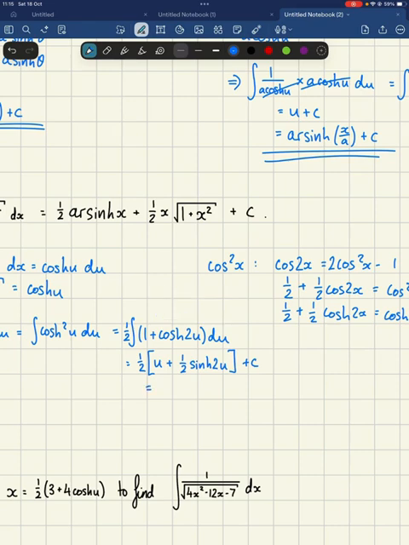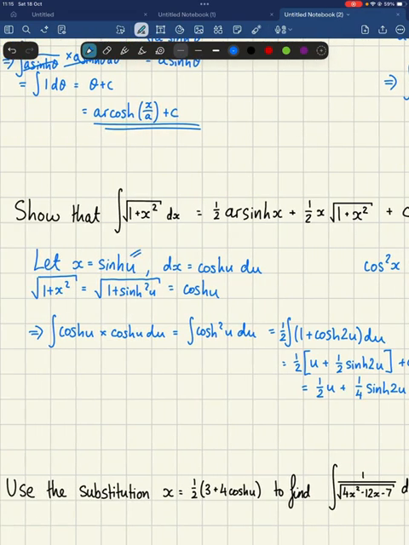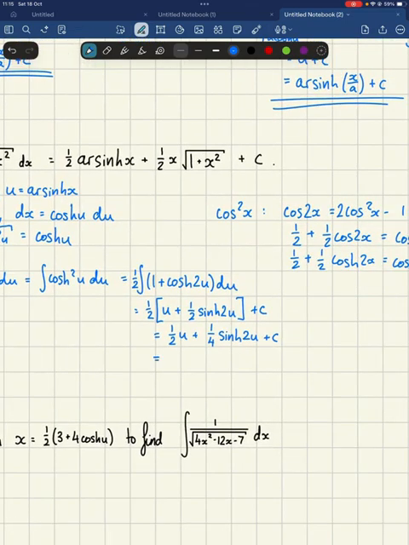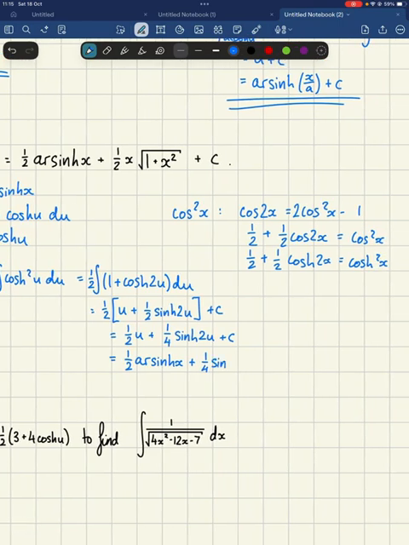Well, then what this becomes is a half u plus a quarter sinh 2u plus c. Well, x is sinh u, so u is arsinh x. So what we're going to get is a half u, which is arsinh x, plus a quarter sinh of 2u, which is sinh of 2 arsinh x, plus c.